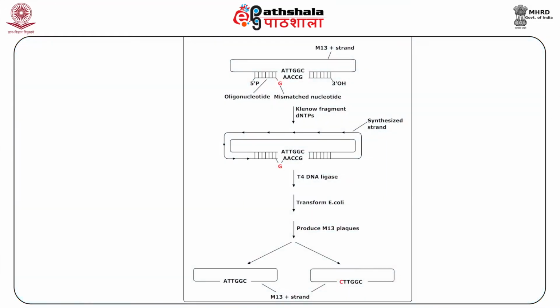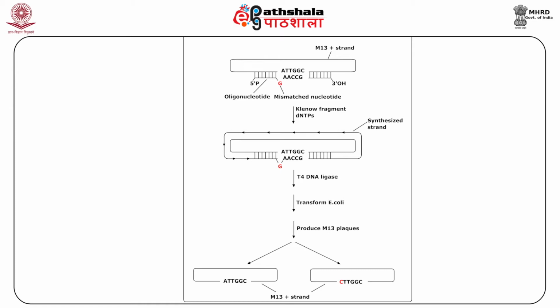We can see in this figure how this modification has been made. M13 is serving as the template. The mismatched nucleotide is shown in red. This is the oligonucleotide harboring this mismatch. This mismatched nucleotide which is being harbored by this oligonucleotide is basically going to bring about the change in DNA and then the change in the protein which we require.